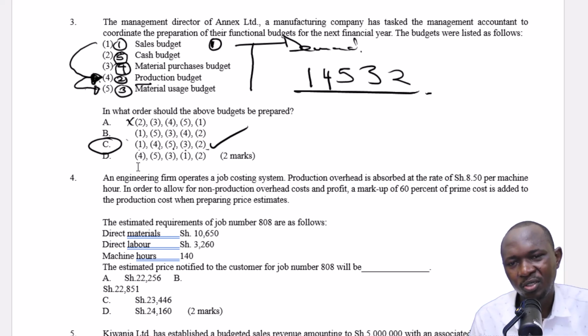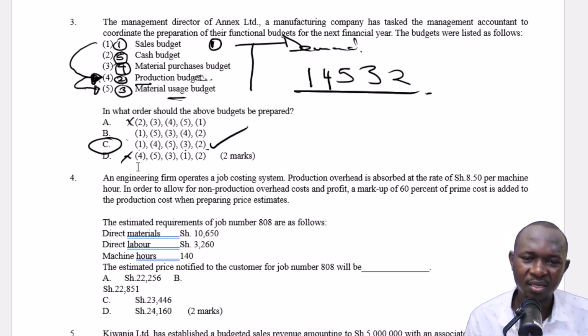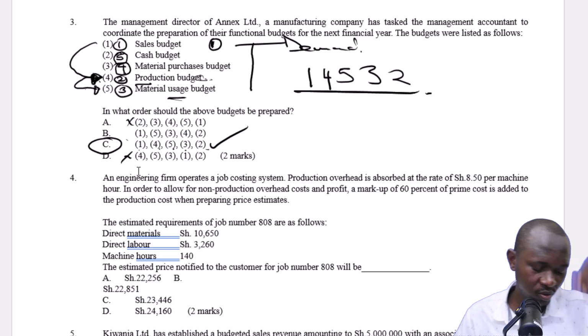You are producing to meet which demand? What will inform you the number of units to produce? There must be something. So this one is also definitely wrong. Then let's look at B. Material usage: where will you get this material usage if you've not determined the budget? I think the correct answer is C. So we stick to C.